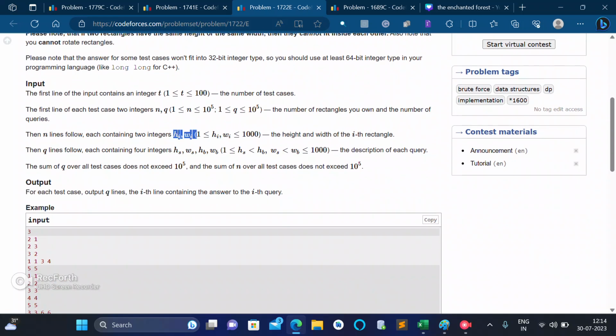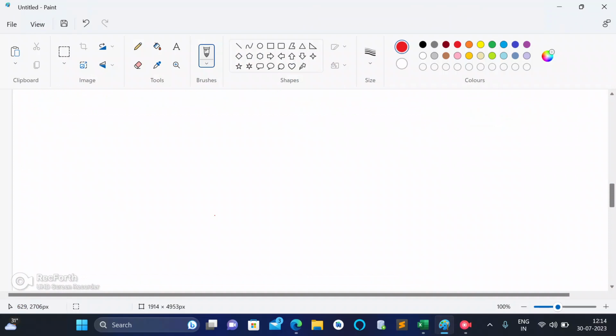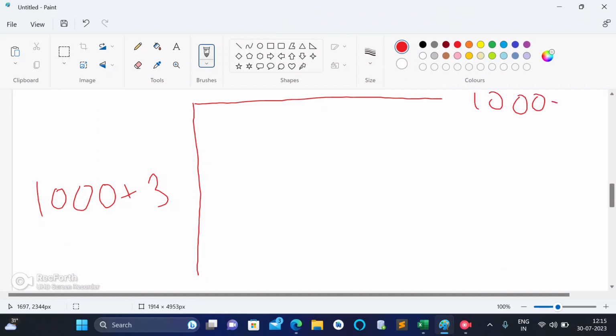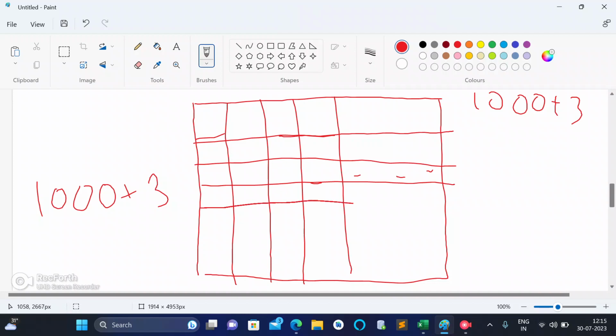Here, as you can see, we are given that h i and w i are in the range of 1000 only, and we can also see that the h s, w s and h b, w b are also in the range of 1000. So what we can do is make a grid of size 1000 plus 3 cross 1000 plus 3. You can take any number, 1000 plus something, let's say 1000 plus 3. There are many more rows and more columns.